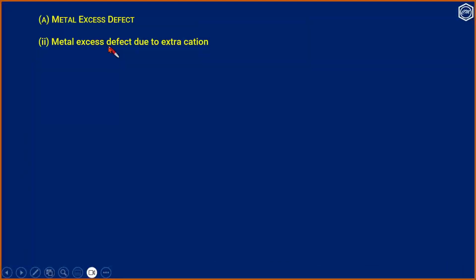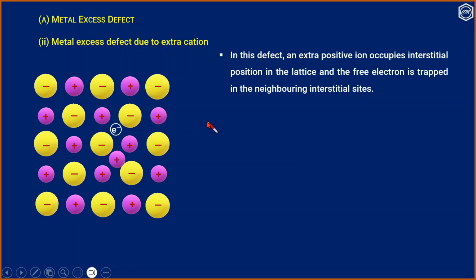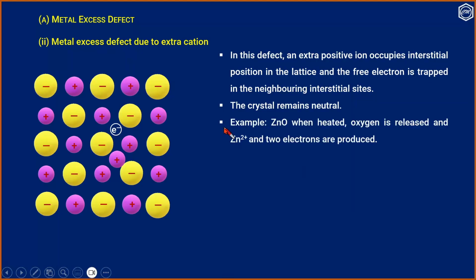The second type of metal excess defect is metal excess defect due to extra cation. So this is a perfectly ordered arrangement. It's an ionic crystal. And suppose that a cation is present in the interstitial position. So this is an additional cation. In order to equalize the charge, an electron will be trapped in a nearby position of the cation. Therefore the crystal remains neutral.